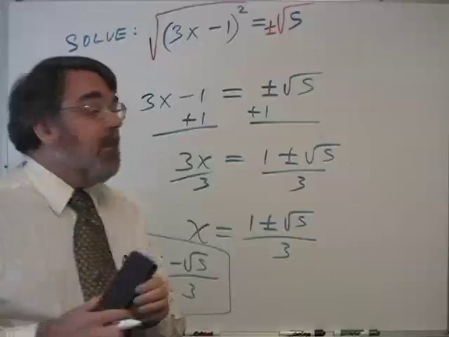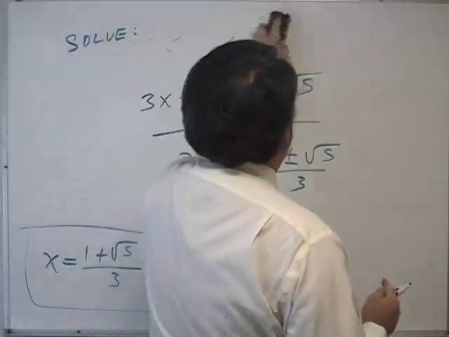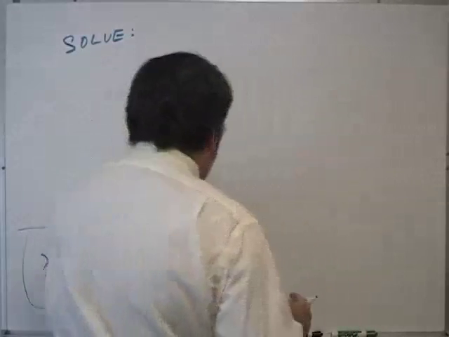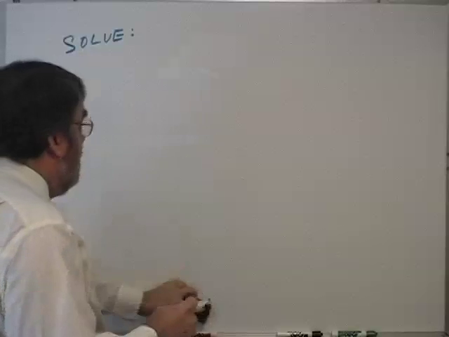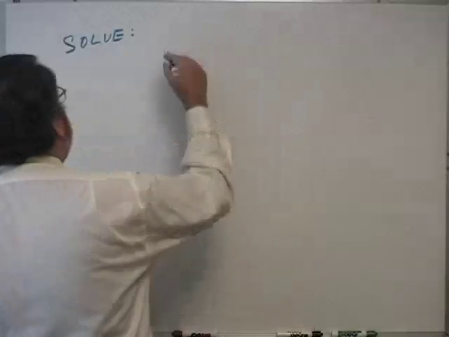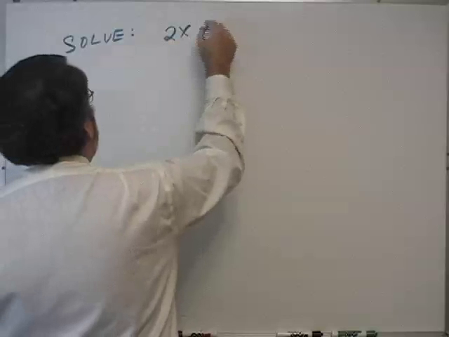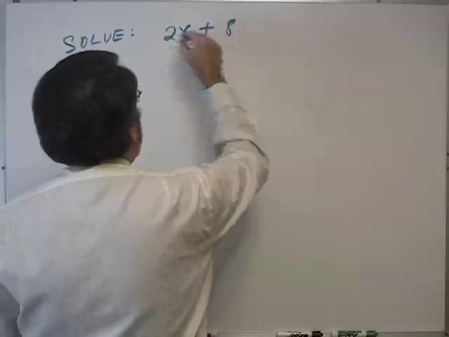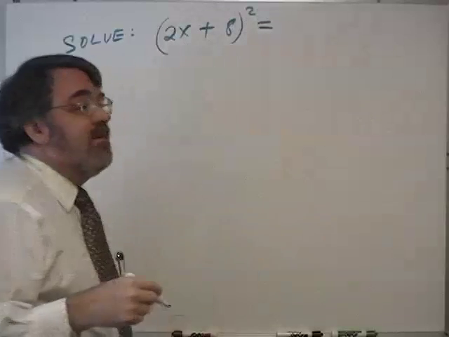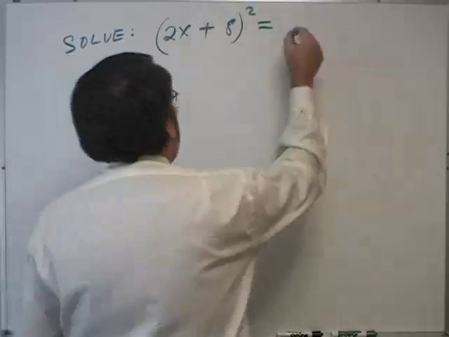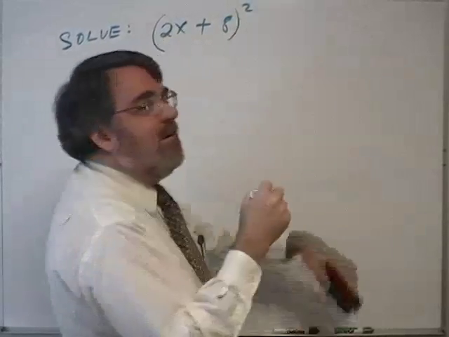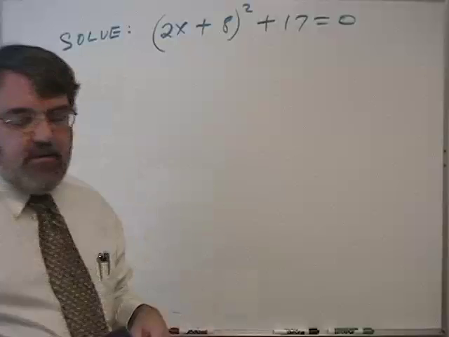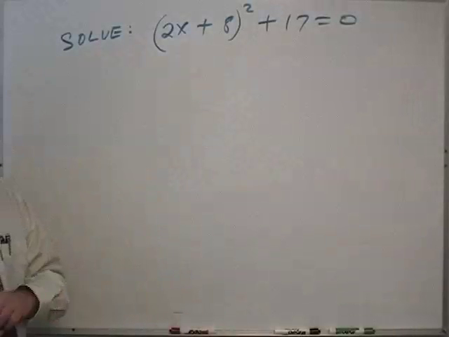Okay, let's do one more for this video. And it'll be a similar problem, except this time we're going to get a complex numbered answer. So let's solve (2x plus 8) squared plus 17 equals 0. All right, 2x plus 8 in parentheses squared plus 17 equals 0.